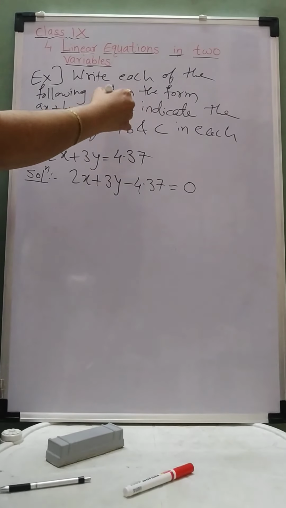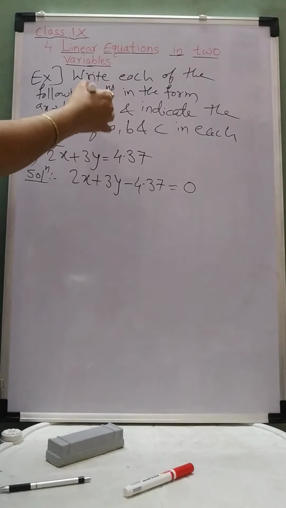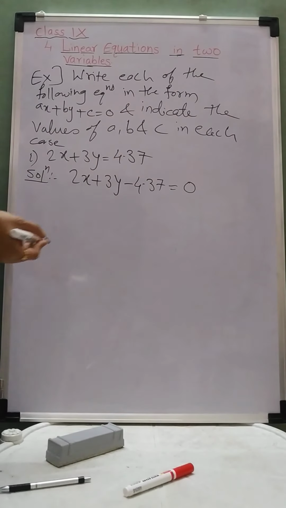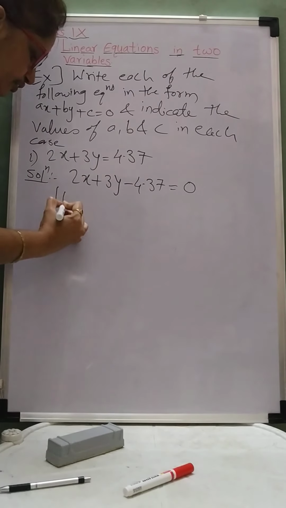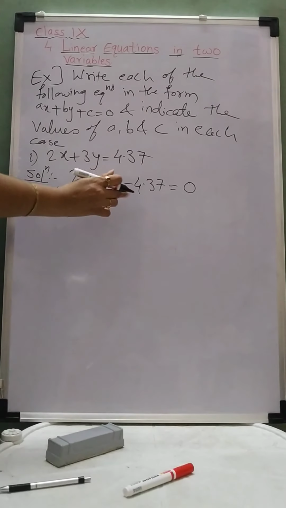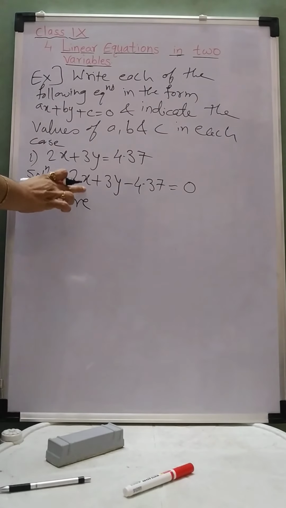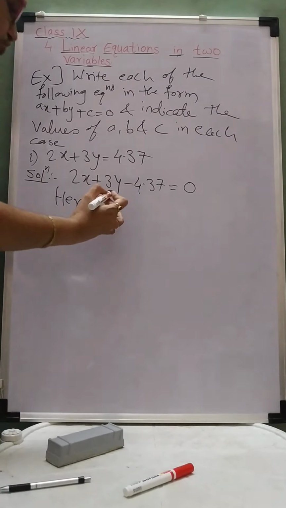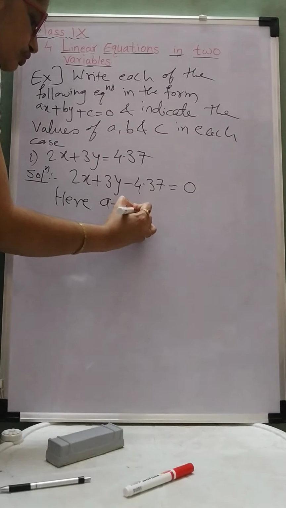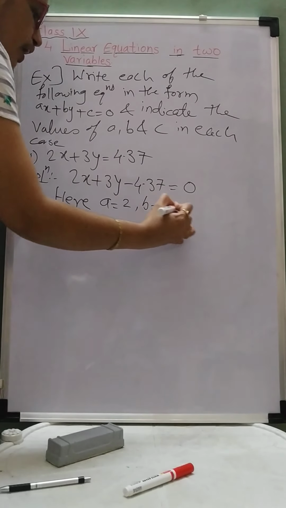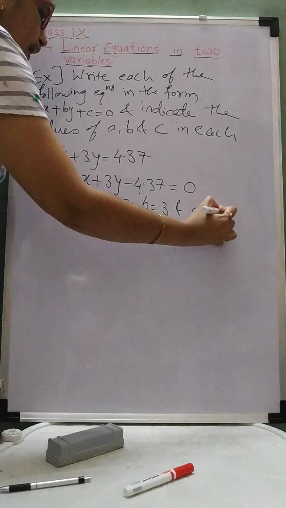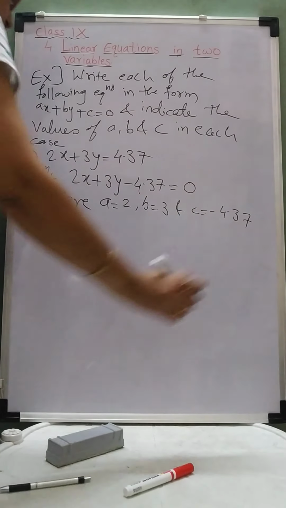So minus 4.37 is equal to 0. Now again the sub question is indicate the values of a, b and c in each case. So here, comparing this equation with the standard form, what is the coefficient of x? That is a, and here the coefficient of x is 2. So here a is equal to 2, b is equal to 3 and c is equal to minus 4.37.